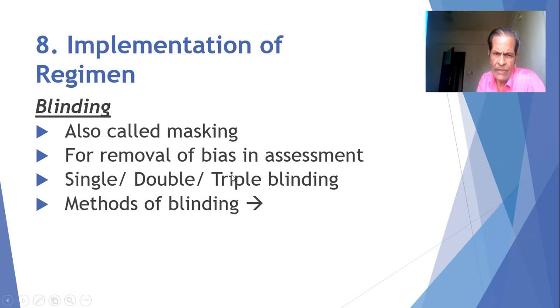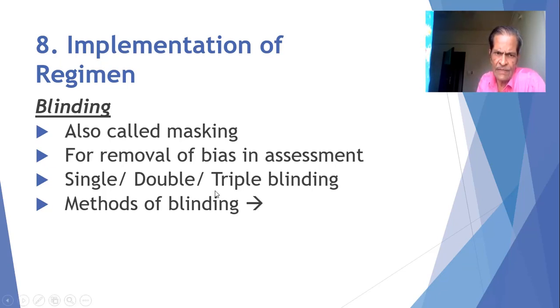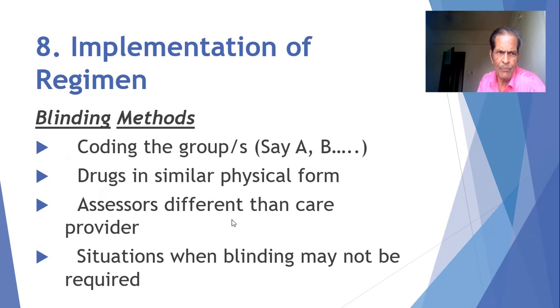And the triple blinding is done to mask the allocation to the analyzer, the person who is analyzing, or the statistician who is analyzing the information. So single blind is when the patient only is blinded or masked, double blind is when the participant, that is the patient, and the person who is assessing the outcome are blinded, and in triple blind, in addition, the statistician or the person doing statistical analysis is also blinded.